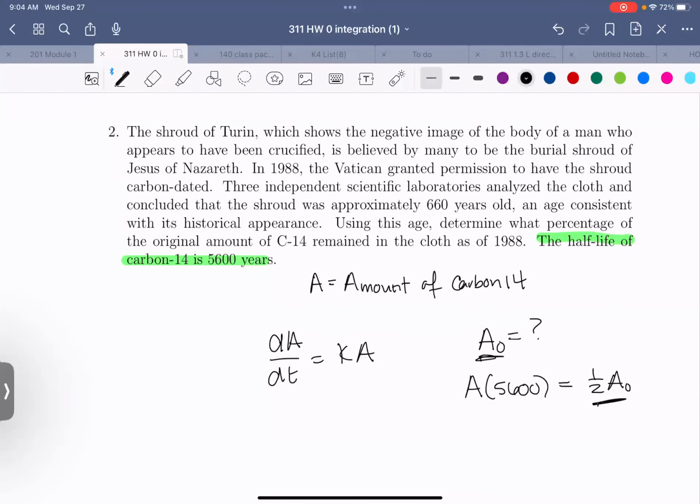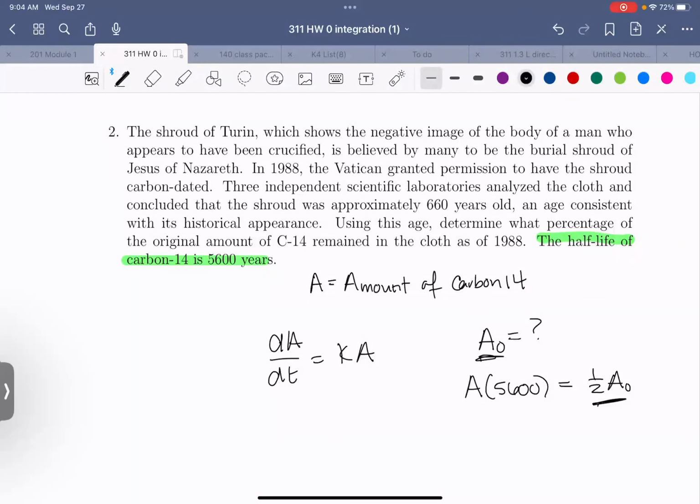So we have dA/dt equals k times A. In this case, they don't give you an A0. But what they do tell you is that the half-life of carbon-14 is 5,600. So leave your initial amount as A0. Right? So A of 0 is equal to A0. And then use the fact that the amount at 5,600 years is half of whatever that initial amount is. And that'll help you find your k.